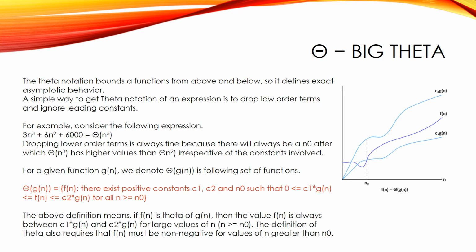Now let's discuss big theta notation. Theta notation bounds a function from above and below, so it defines the exact asymptotic behavior. Theta notation gives us the average case time complexity and also gives us the exact time. Theta notation is represented as C1.Gn is less than equals to Fn less than equals to C2.Gn.